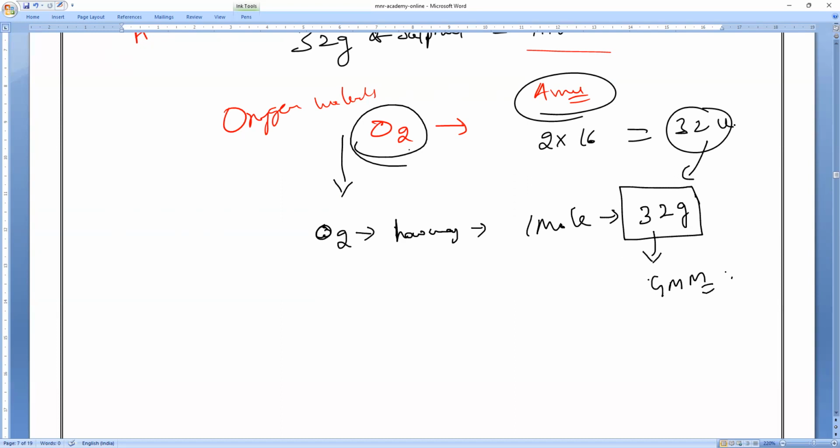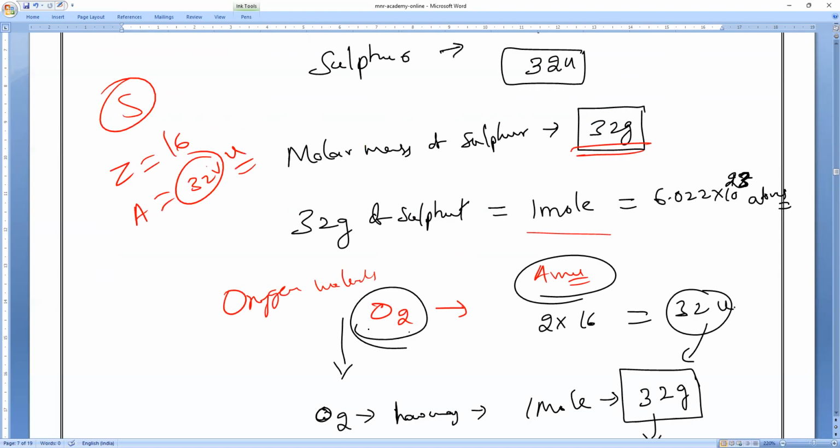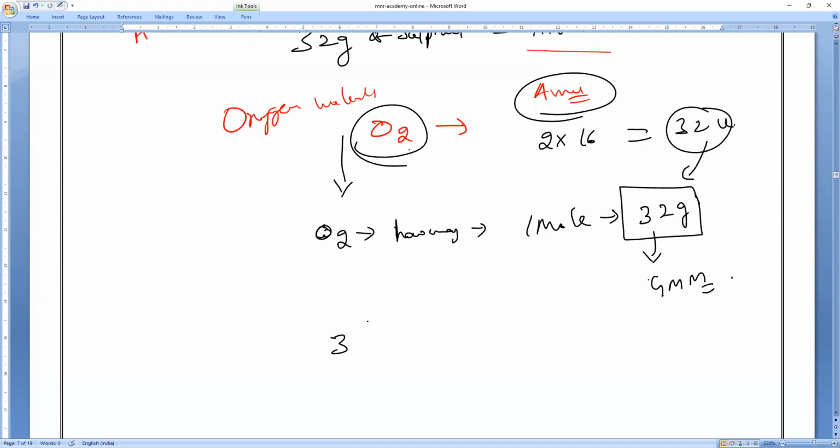So what is the full form of GM? Gram molecular mass. That's all it is. I hope you all understand. Before, I had taken 32 grams of oxygen. Here also, oxygen molecules, correct? Only oxygen molecules.